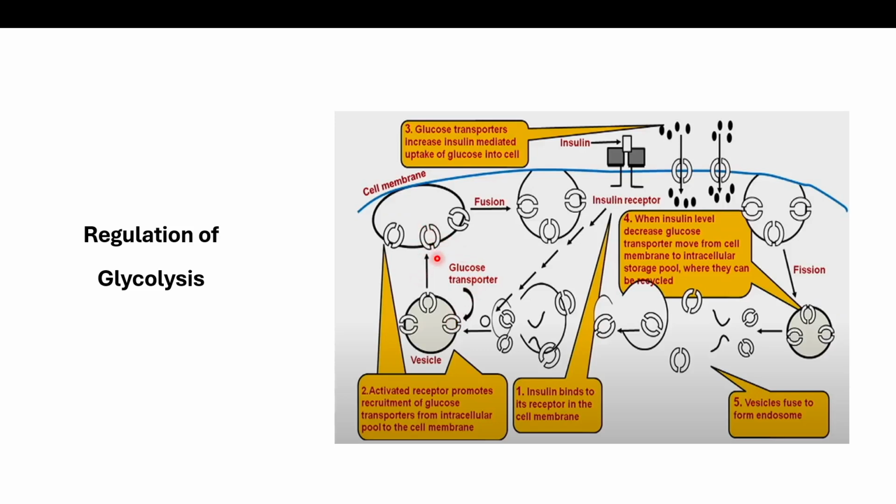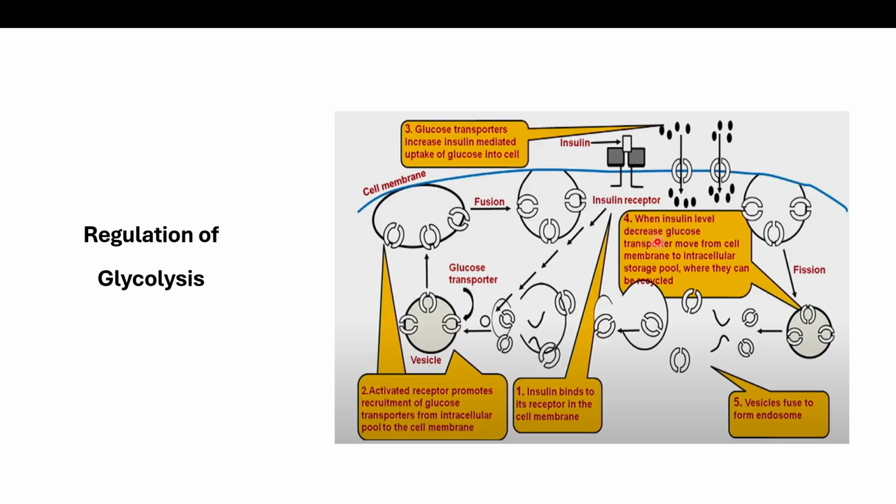So these are glucose transporters which are recruited from the intracellular pool onto the cell membrane, and glucose transporters increase insulin mediated uptake of glucose into the cells. These are glucose molecules, these black ones, and these white circular moieties are not really circular, but we can say half circles. These are semicircular moieties which eventually help in taking up the glucose molecules.